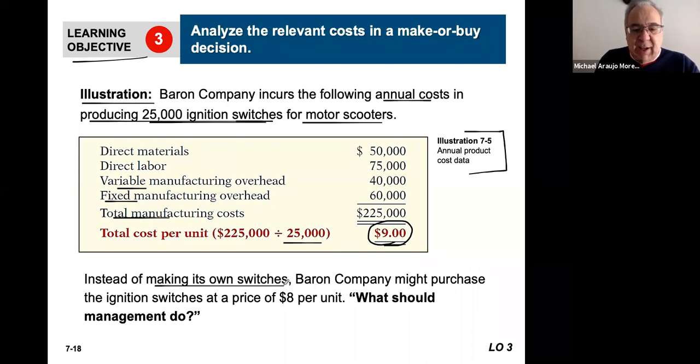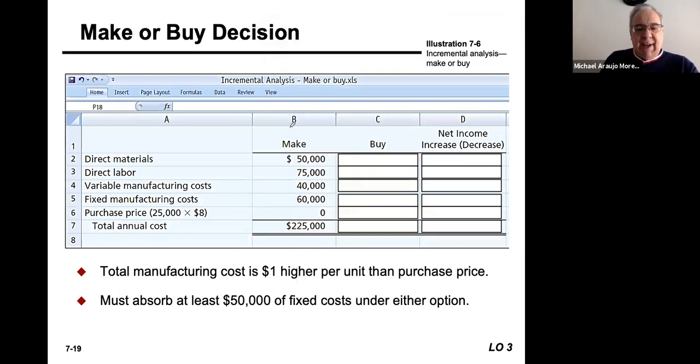Question. Instead of making their own switches, Barron Company might purchase the switches at a price of $8 per unit. What should they do? Again, a lot of you are just looking at this price and saying, yeah, there's more to it. Hang in there. So right now they are making these ignition switches for motor scooters.